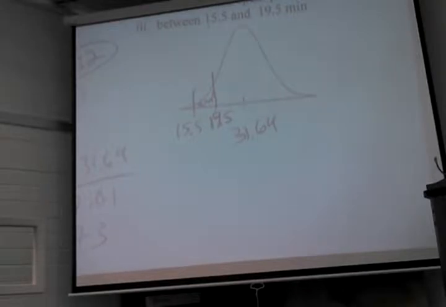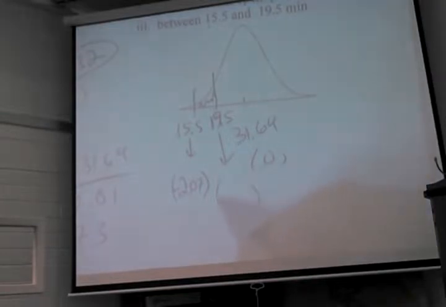So how do you change? Just keep doing the pen. What does this become as a z-score? This 15.5. Negative 2.07? Does that sound all right? Okay. I'm trusting you guys. And then what's this become? Negative 1.55? Okay. Crowdsourced problem.